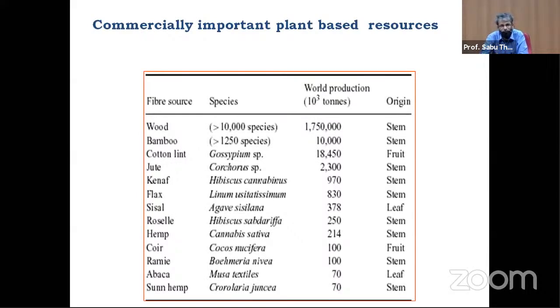If you look at this slide, you can see the worldwide production of agricultural waste, wood waste, bamboo, cotton, a variety of waste I have mentioned. I also mentioned the worldwide production. Wood is number one, followed by bamboo, followed by cotton, followed by a variety of jute. And these waste have to be utilized in a judicious manner to make advanced material. Then you can follow the circular economy.